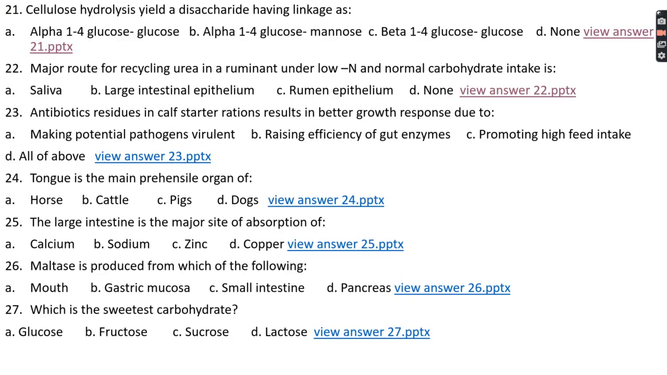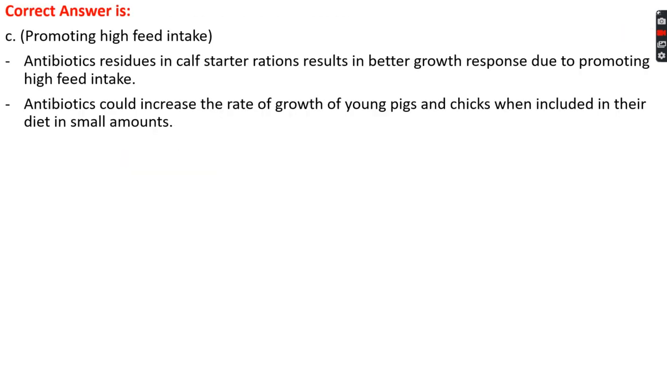Question number 23. Antibiotic residue in calf starter ration results in better growth response due to option A making potential pathogen virulent, option B raising efficiency of gut enzyme, option C promoting high feed intake, option D all. The right answer is option C, promoting high feed intake. Antibiotic residue present in calf starter ration results in better growth response due to promoting high feed intake, since antibiotics could increase the rate of growth of young pigs and chicks when included in their diet in very small amounts.